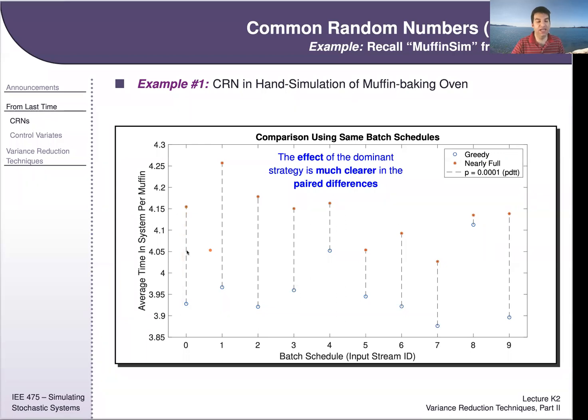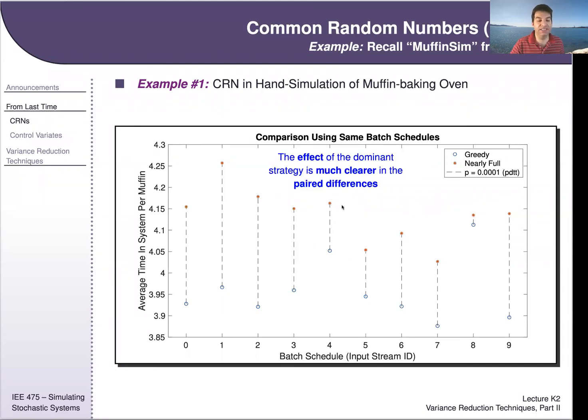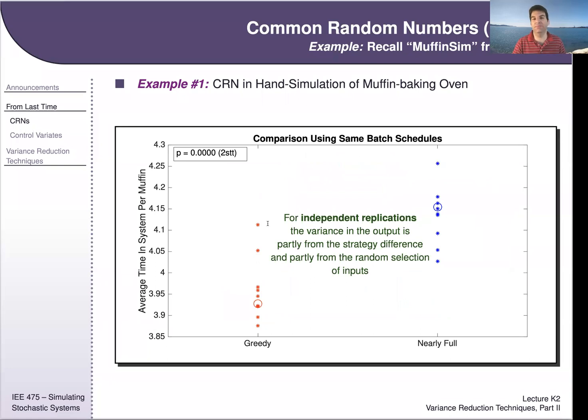What I can see here is that, just like in the previous slide, all of these slopes were positive. They were all angled in the same direction. In this slide, I can see that the red asterisk is always above the open circle, and so the differences here are all positive. Those are the pairs that I generated. Looking at the raw independent data, it is unclear to me which population is better, nearly full or greedy, because there is still some overlap. And so the difference I see here might be due just to chance.